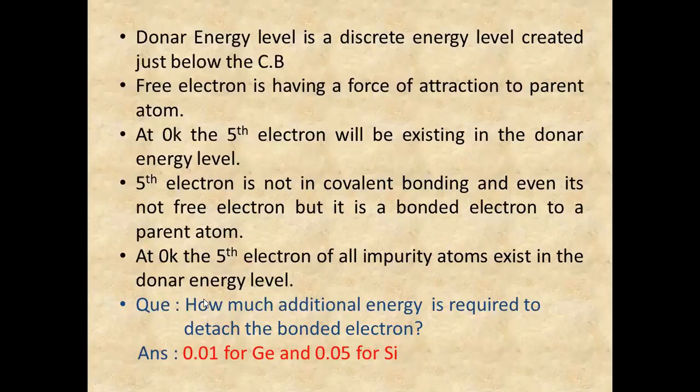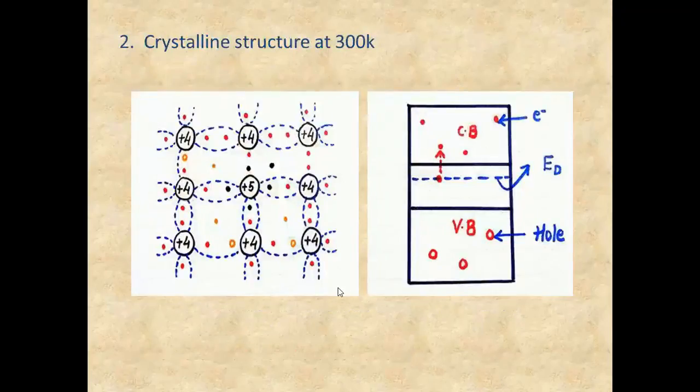One question which comes directly in the exam is how much additional energy is required to detach that bonded electron. The value is different for germanium and silicon. For germanium it is 0.01 and for silicon it's 0.05. Now, what happens when you raise the temperature to 300 Kelvin?